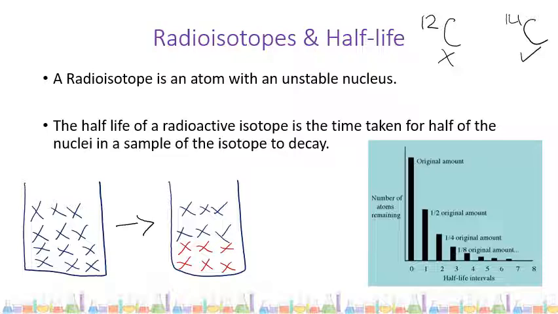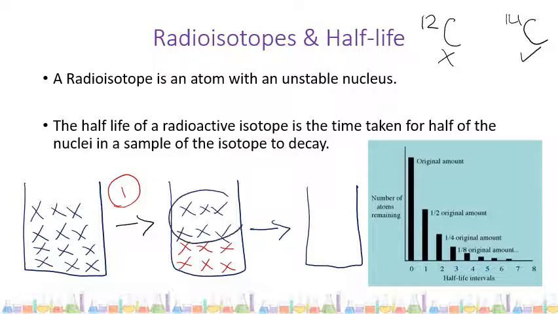Now, let's say that took 1 day. The next half-life would be the length of time it would take for half of the isotopes left here to decay. So it would take 1 day again for that to happen. And 1 day later, I would have the ones that have decayed, and half of my sample that's remaining would have decayed as well. So it's the time taken for half of the isotopes in the sample to decay.